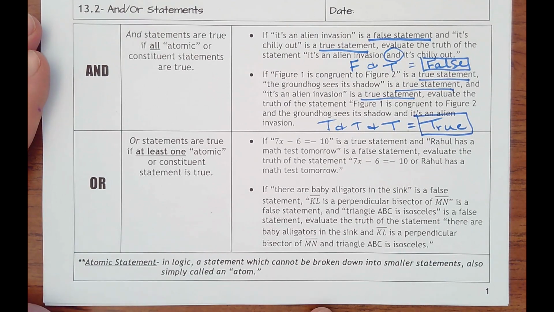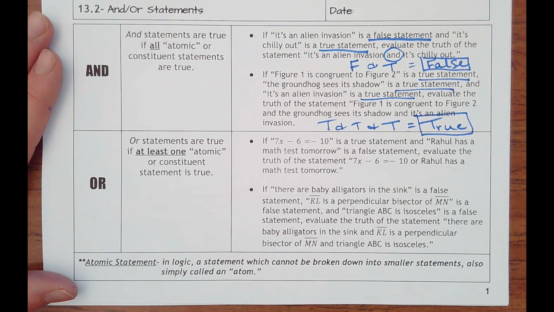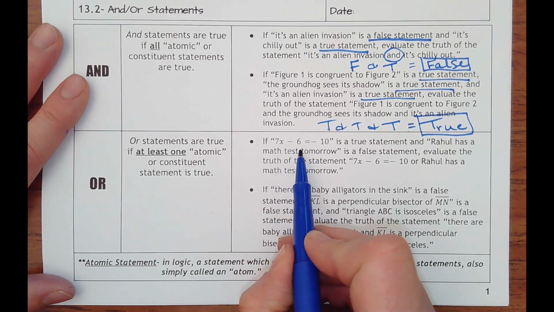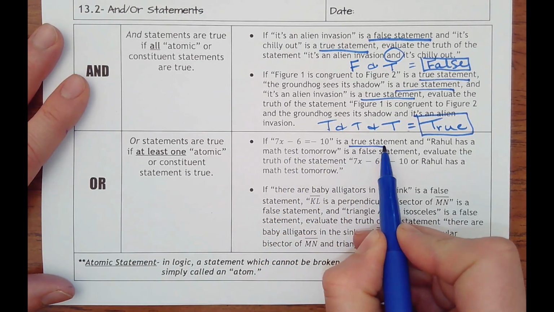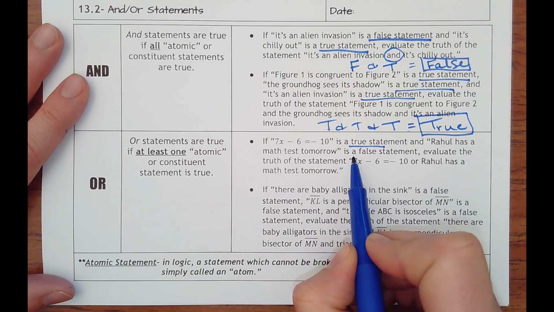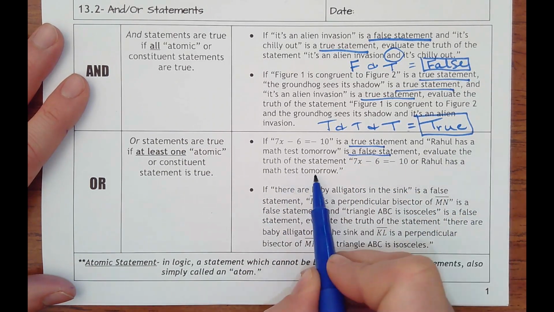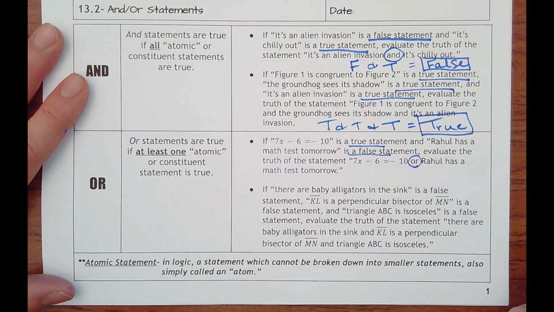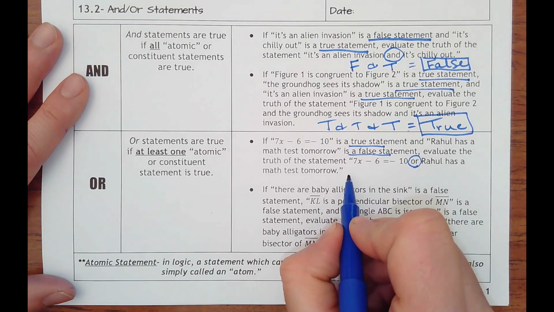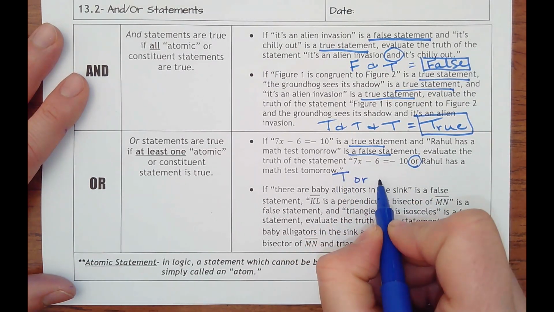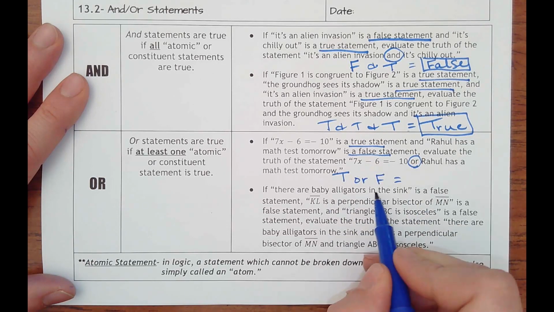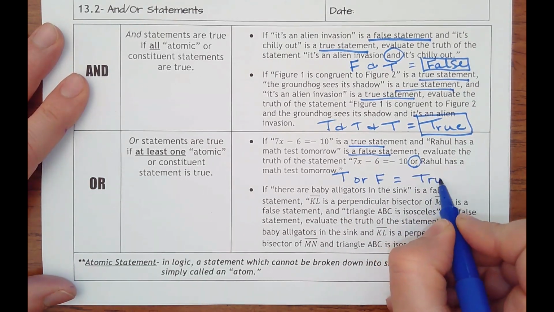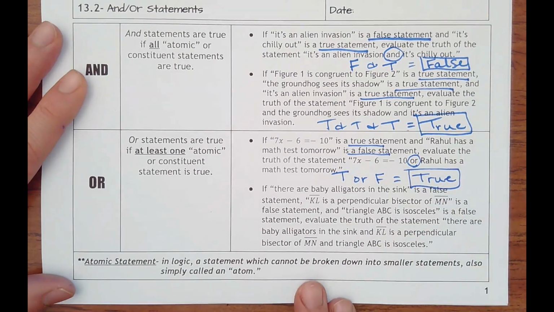Okay, let's look at the ors. Or statements are true if at least one of the atomic statements is true. So if 7x minus 6 equals negative 10 is true, and Raul has a math test tomorrow is false, evaluate the truth statement of 7x minus 6 equals negative 10, or Raul has a math test tomorrow. So we had the first statement being true, and then the second one being false. I don't care that both of them aren't true. The overall truth value of this would be true because at least one part of it was true.